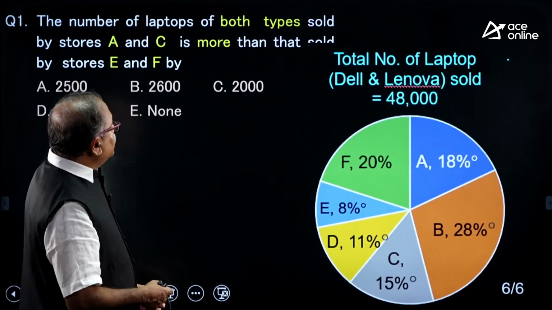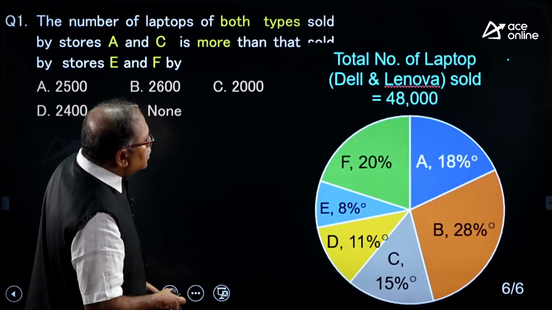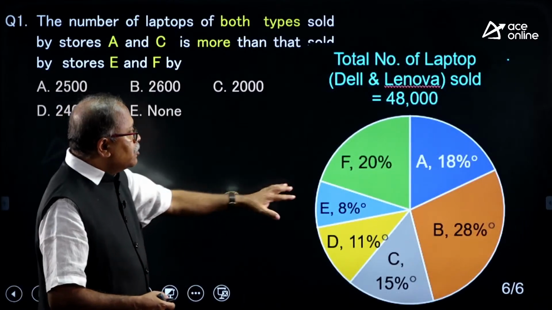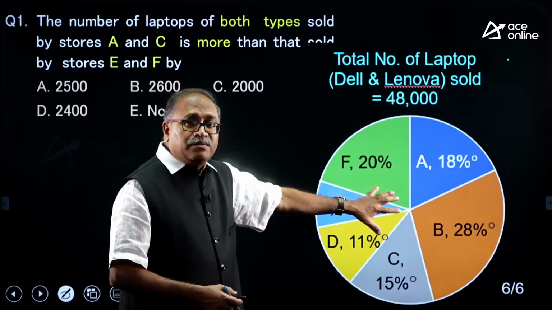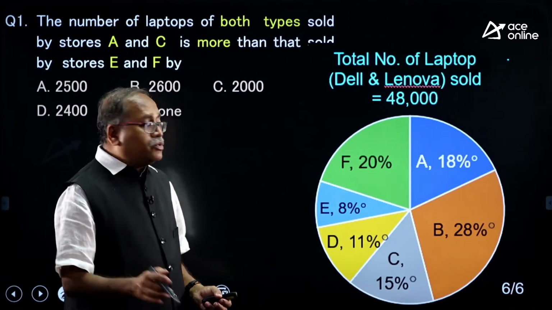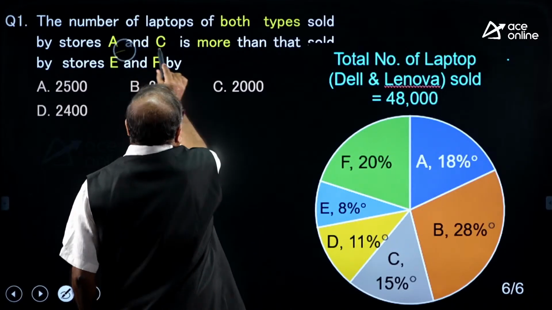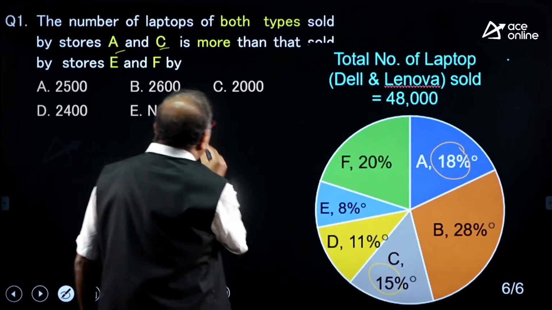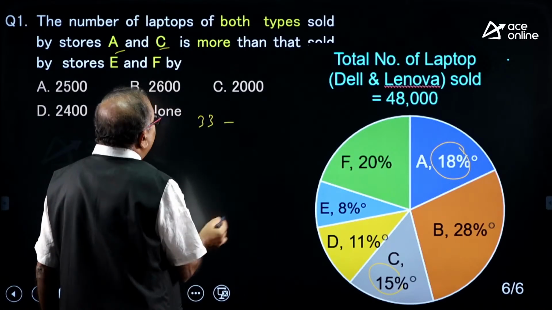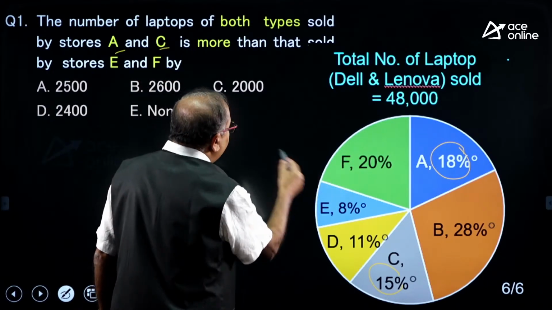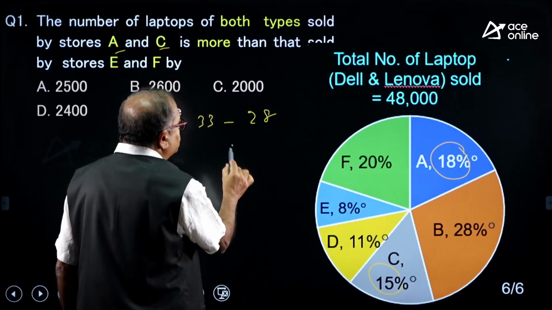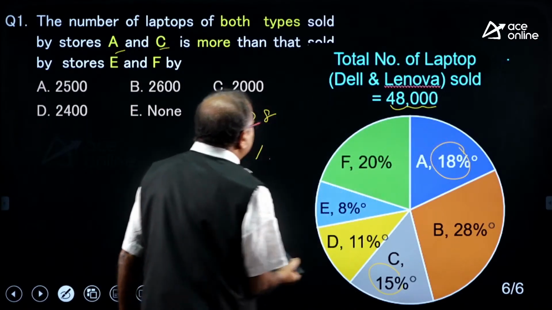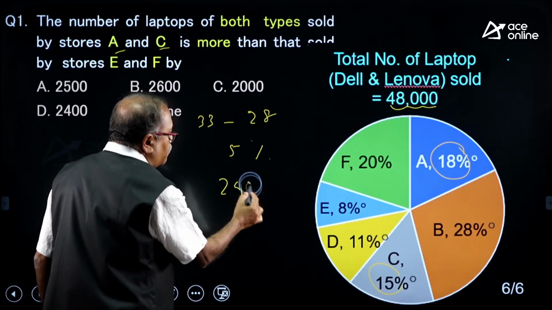I am moving on to the next question over here. Okay, I already worked out over here, whereas I have to work only on the first one. So, I missed this slide. Anyhow, when I am only working on the first slide, then what is A and C? The same thing, that is 18 plus 15, that is 33%, and what is E and F? We already saw that, 28%. What is the difference? 5%. 5% of this total is nothing but 2,400, we have worked out.